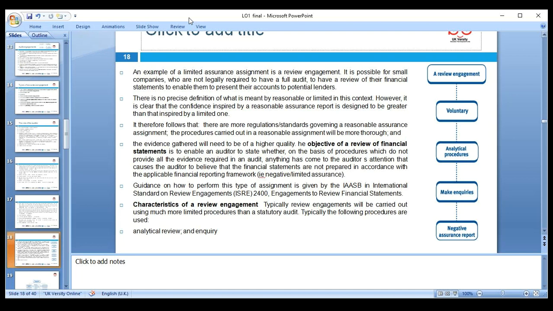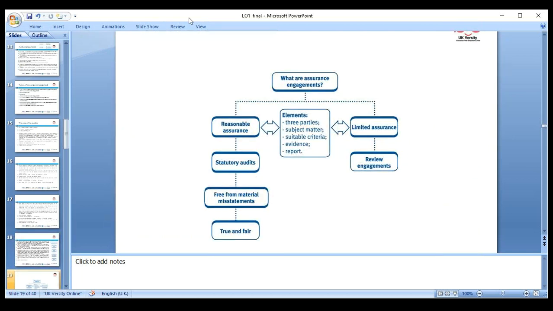Even one of the big electricity companies, Scottish and Southern Electricity, was found out. So that's why we need to look around audit assurance engagement: the three parties, the subject matter, and suitable criteria, all of which we discussed in the previous slide as well.